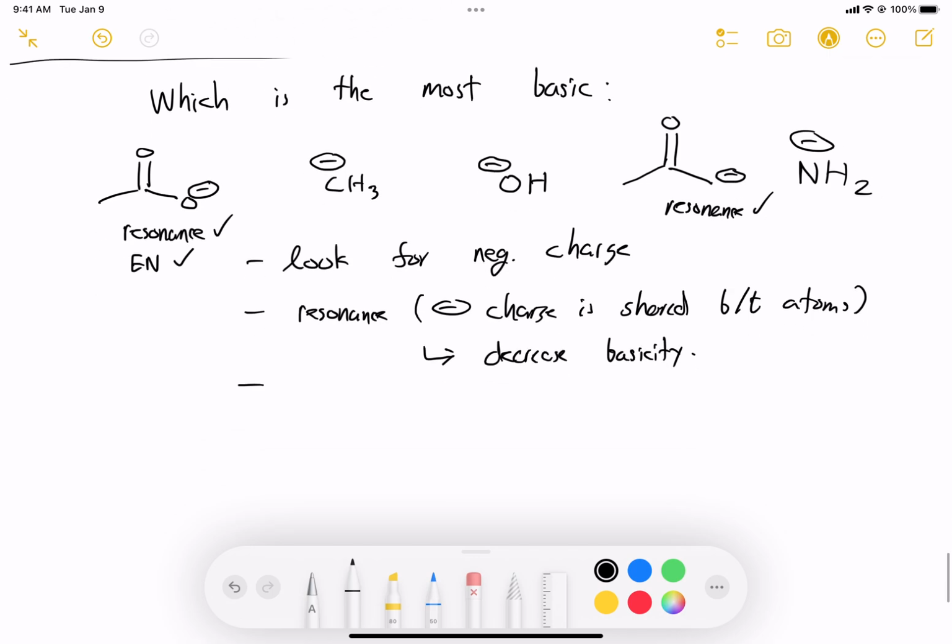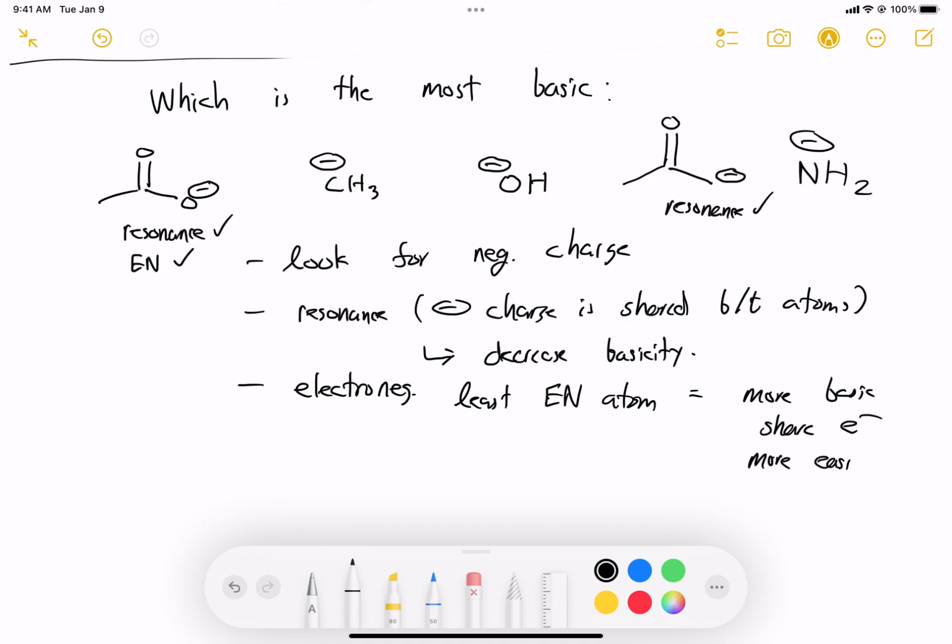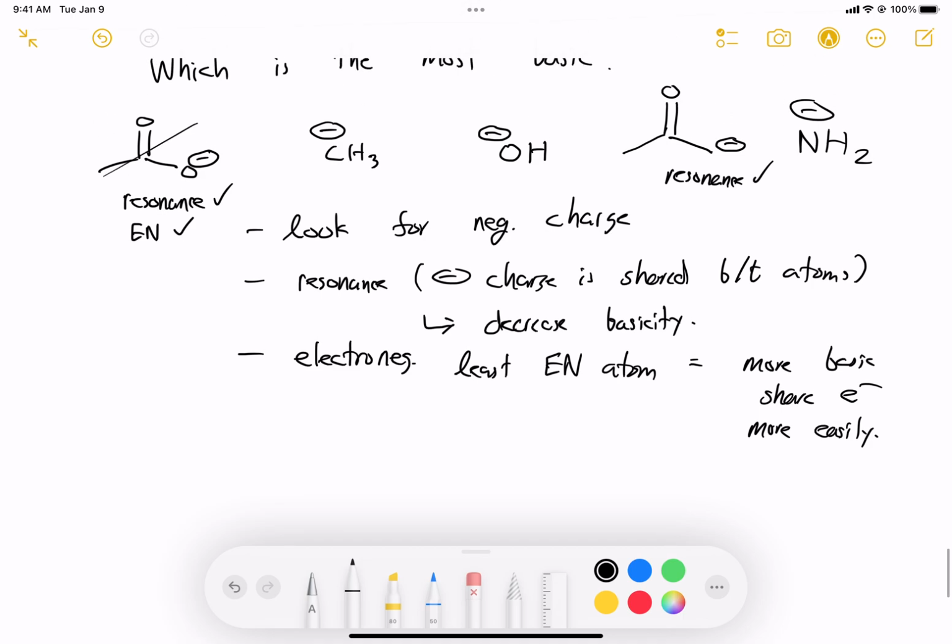So one thing to also look for is electronegativity. The least electronegative atom is more basic because it shares electrons more easily. Okay? So atoms like fluorine or oxygen are weaker bases because they like to hog the electrons. So they don't like to share electrons with anything else. So pretty much anything with carbon with a negative charge or nitrogen with a negative charge, they're primarily the strongest bases we see in organic. Okay? So in this case, this one's out of the picture. This one's out of the picture.